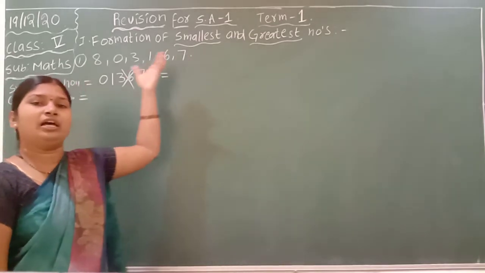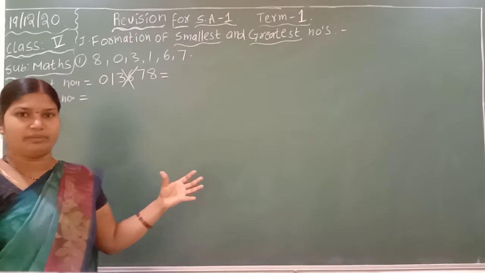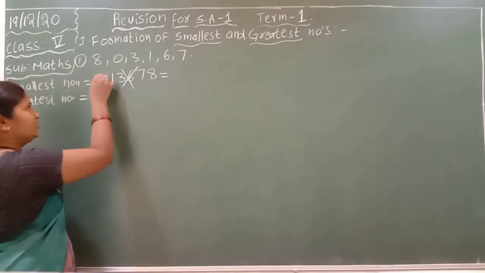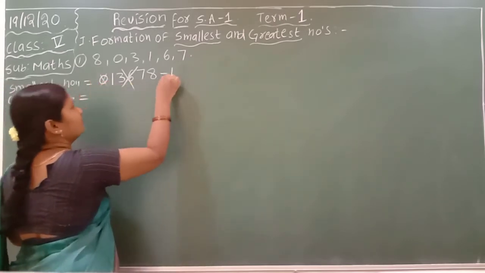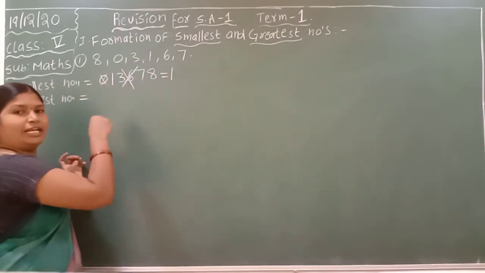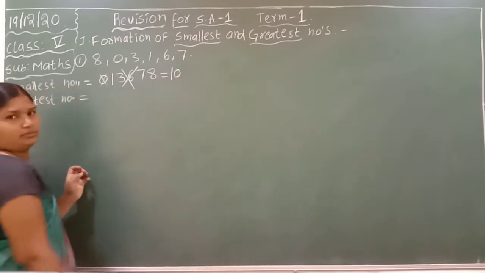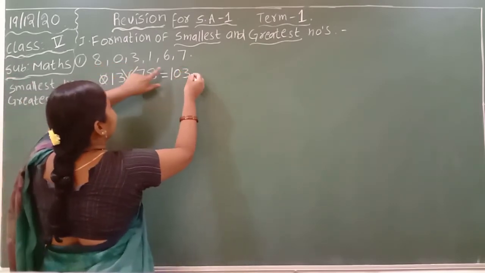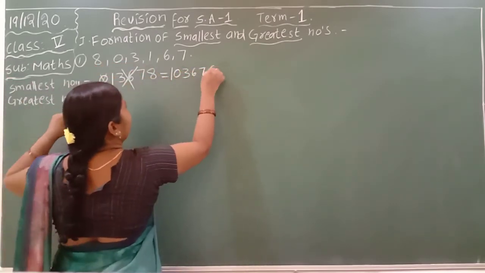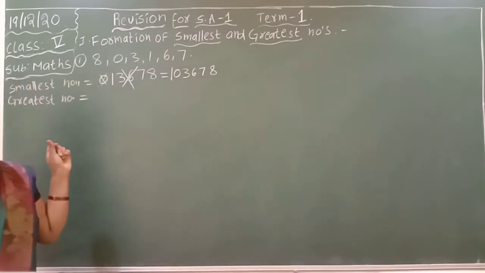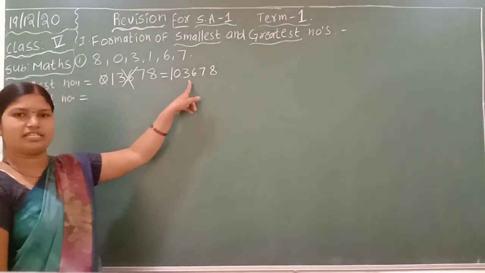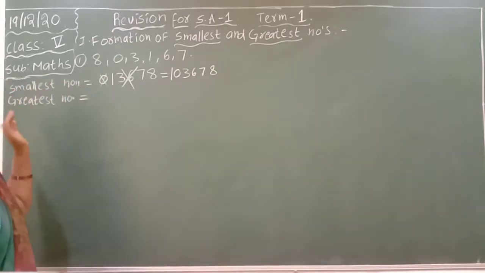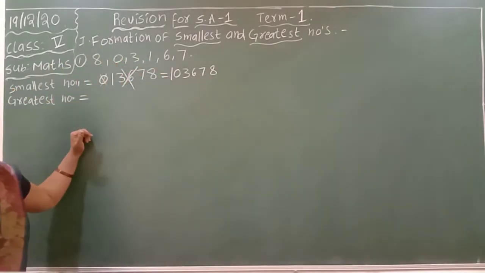How do you have to write it? First observe the given numbers, which is the small number. If you get 0, don't write 0 first like this. Don't write. First write down the small number, that is 1. After 1, now you can write down 0. After that, the next small number, that is 3. Next 6, 7, 8. Now you can read this. How are you reading? 1,03,678 like this.